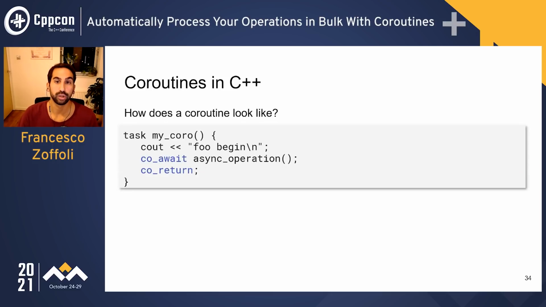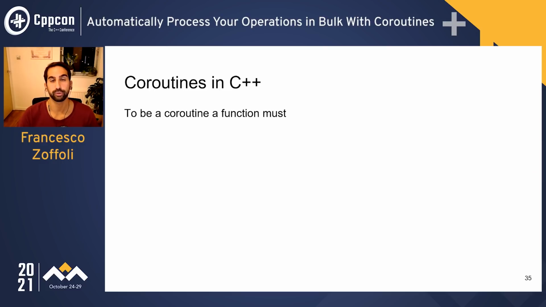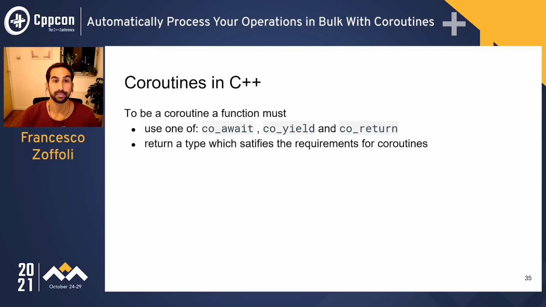But what does a coroutine look like? Well, it's a normal function. It has a name, it has a return type, it has a body, but it can use some special keywords and has some extra requirements. To be a coroutine, a function must call at least one of co_await, co_yield, or co_return. And it must have a return type which satisfies the requirements for coroutines.